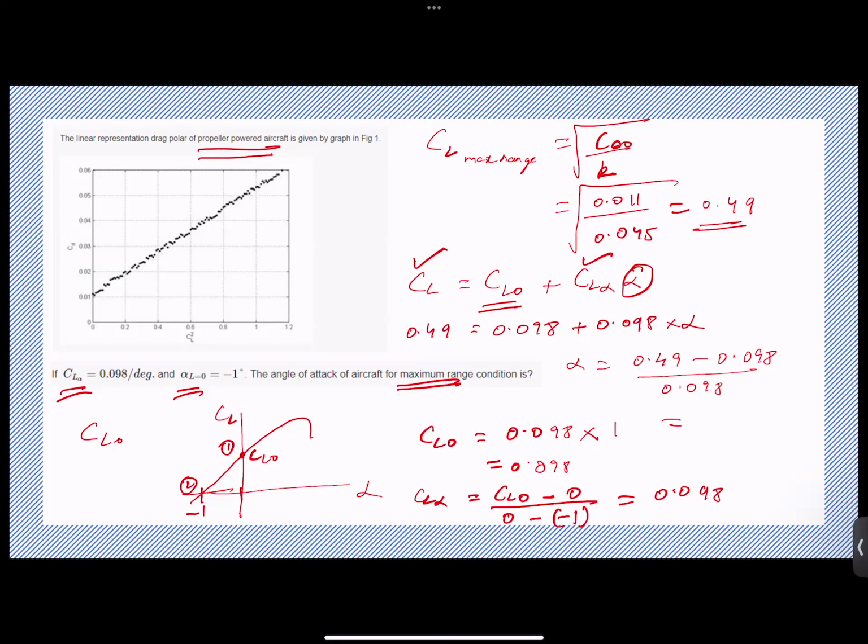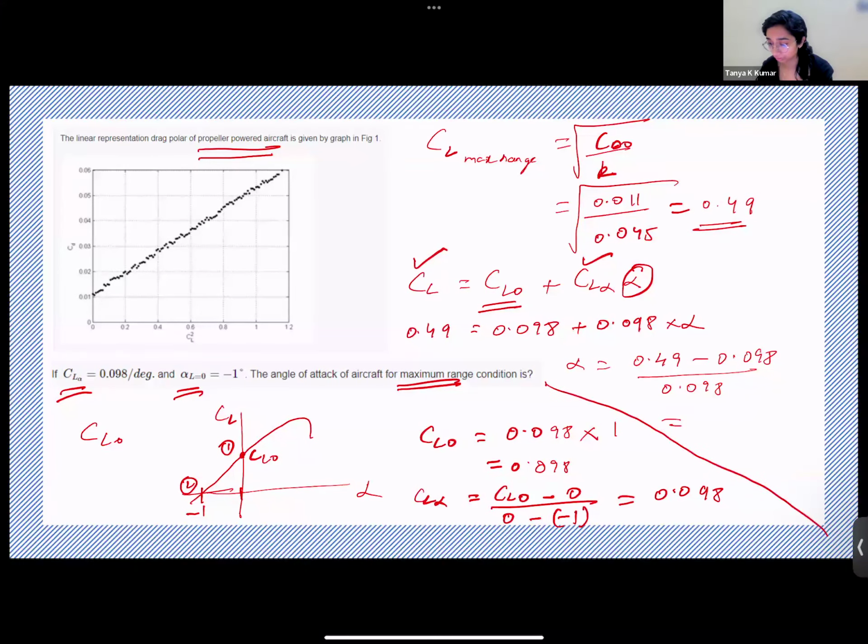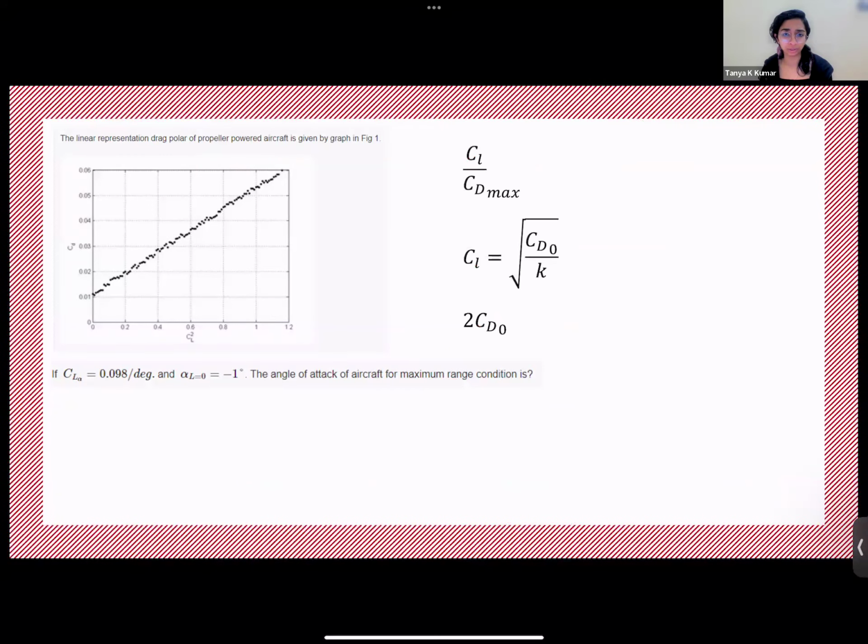Okay, so now what was the value for angle of attack? That was our question. So this value is 4 degrees. Okay, so that is the angle of attack corresponding to maximum range of this propeller driven aircraft. So these are the formulas that we used. I just put it there.